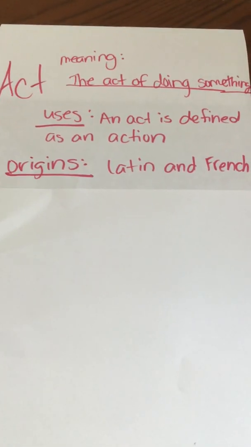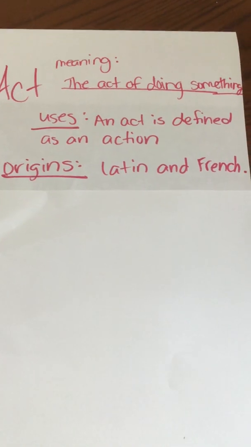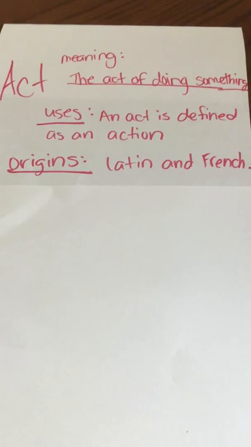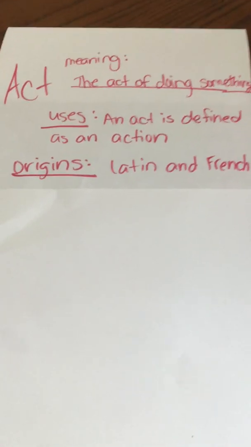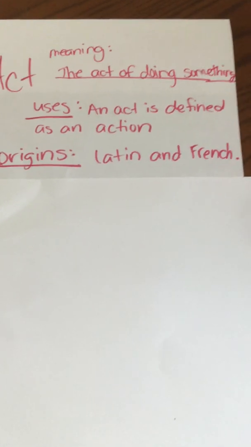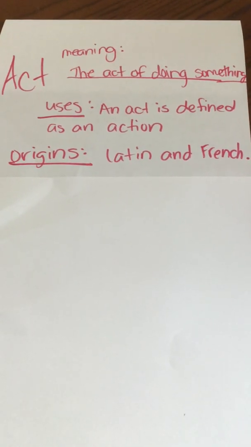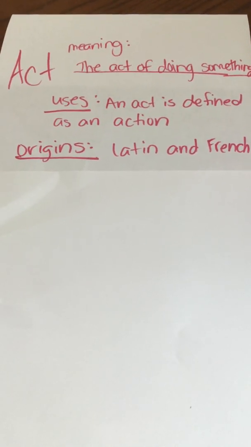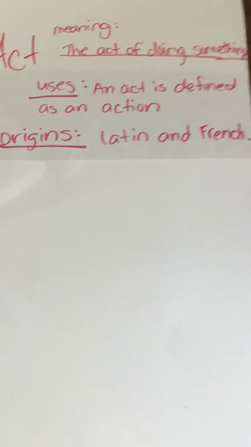And so for the first word, I have the meaning, the act of doing something; the uses, an act is defined as an action; and the origin, Latin and French. When you do the rest of this assignment, you need to try your best to put your definitions, meanings, and origins in your own words. I look forward to seeing what meaning, uses, and origins you come up with, and also how well you are able to use the internet or a dictionary to complete your work.